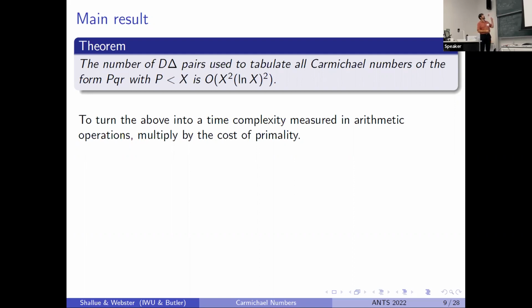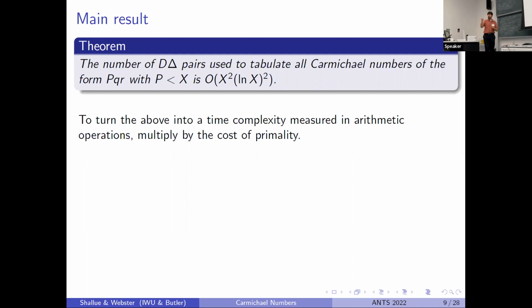And then if one wants to tabulate all Carmichael numbers for all pre-products less than X, then the number of inner loop calls you have to make is that big O expression given there. Now, this is not the usual way of measuring time complexity. Usually we would want bit operations or arithmetic operations. So if one would prefer, you could multiply by your cost of whatever your favorite primality test is. I'll describe later what's going on inside the inner loop. The thing that dominates is primality of Q and R.